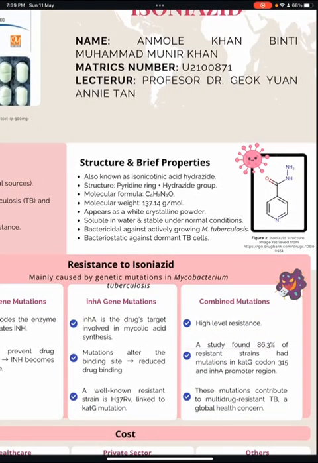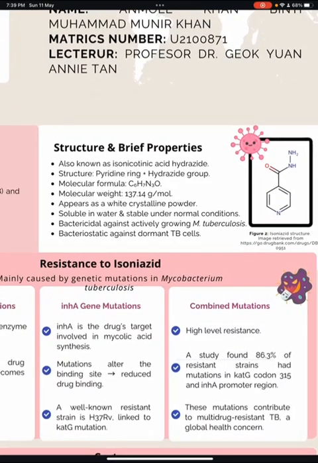Structurally, Isoniazid is also known as isonicotinic acid hydrazide. It has a simple chemical structure made of a pyridine ring attached to a hydrazide group, as shown in figure 2. Its molecular formula is C6H7N3O, and its molecular weight is 137.14 grams per mole.